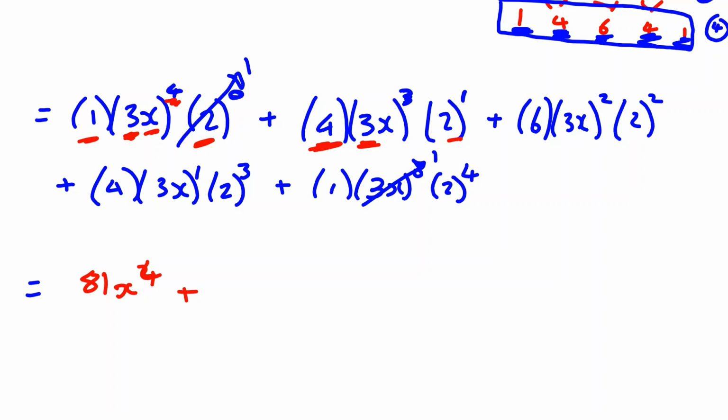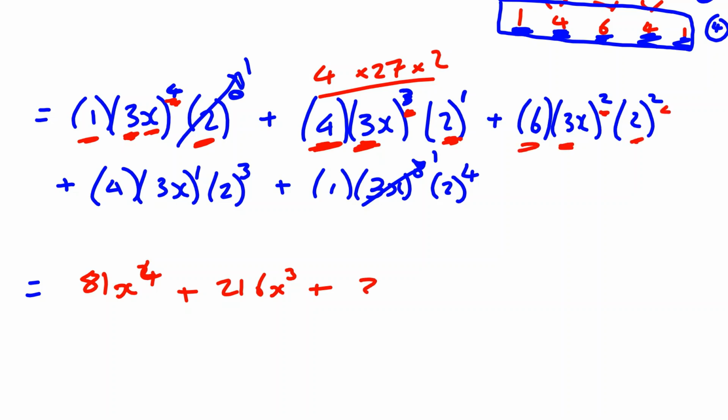Second term, we're going to have 4 multiplied by 3 cubed times 2, which is going to be 216. Now, of course, if this is in the calculator paper, you just put this all into your calculator. If it's not, you're going to have to work out each of these things individually and then work them out yourself, which is not going to be too tricky, just a bit more time consuming. So 6 times 3 squared times 2 squared is going to give me 216 x squared.